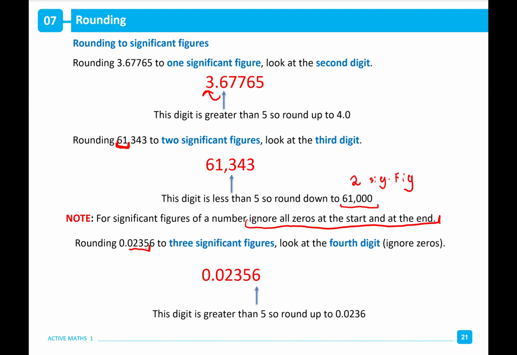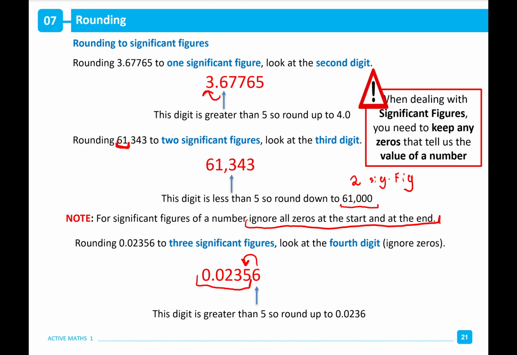This value is greater than 5, and therefore we round up the third digit. This gives us 0.0236. When dealing with significant figures, you need to keep any zeros that tell you the value of a number.